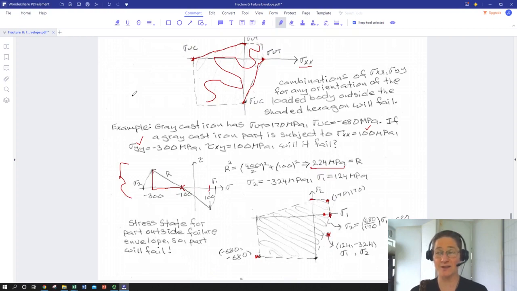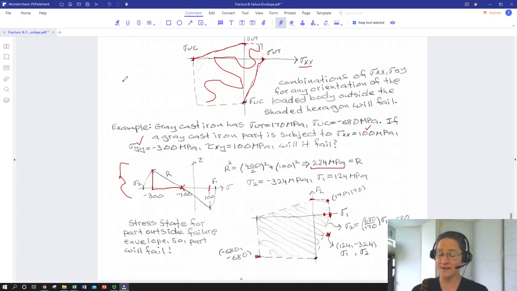So this is a fabulous application of our Mohr stress circle and a really simple concept of our Tresca yield or failure envelope to predict failure for something that is a much more realistic stress state. So that is it for this.